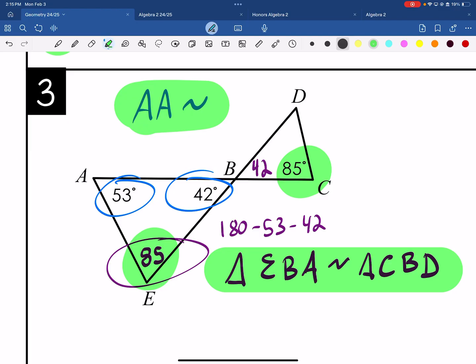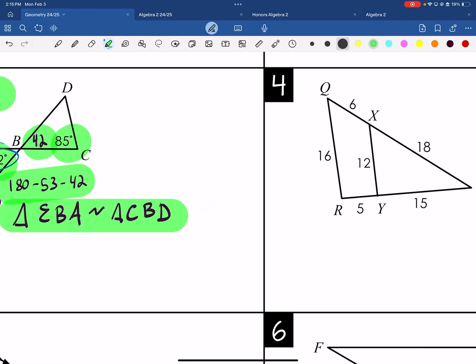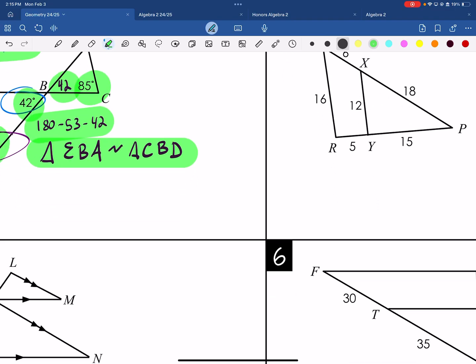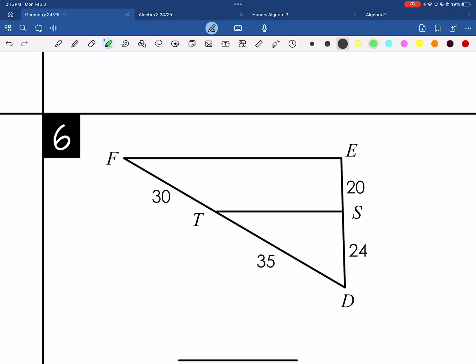Okay. So vertical angles being congruent, the sum of the interior angles being 180, alternate interior angles are congruent, same side interior angles are supplementary. All those things that we've done up till now can come into play in these problems. Okay, let's do this one. We'll do 2 more, and then we'll call it good.